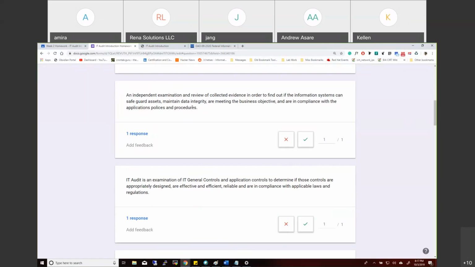So when you talk about IT audit, you want to focus on: can they safeguard their assets? Is the system able to maintain data integrity? Are they able to meet their business objectives? And lastly, are they in compliance with rules and regulations?